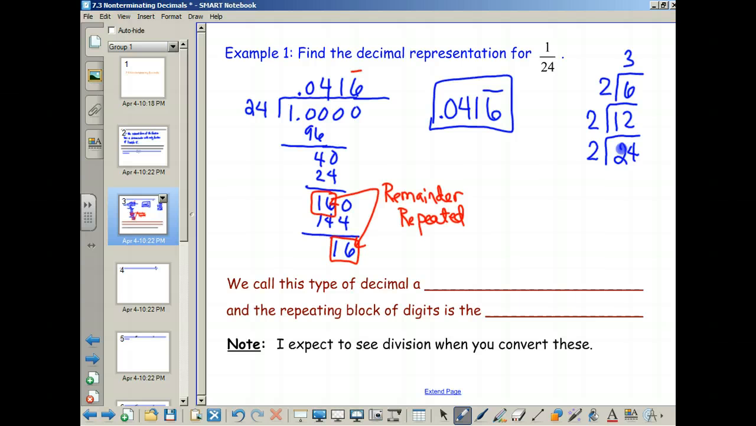We call this kind of decimal a repeating decimal. And we call this repeating block, in this case it's just a 6, the repetend. I'm not sure I spelled that right. I think it's spelled differently.